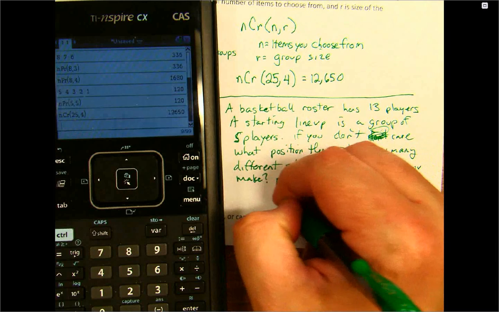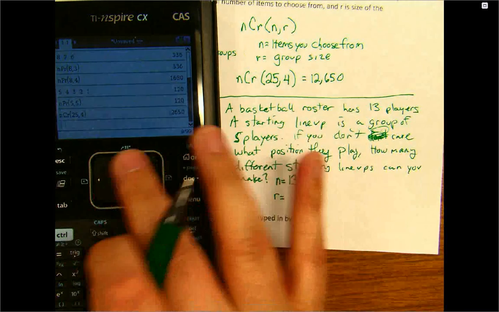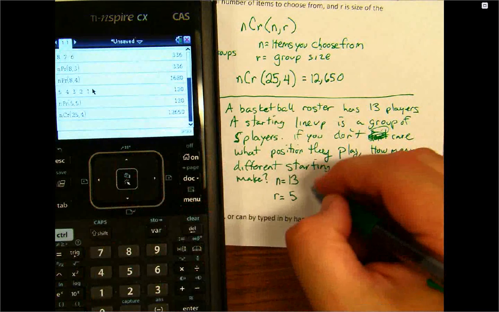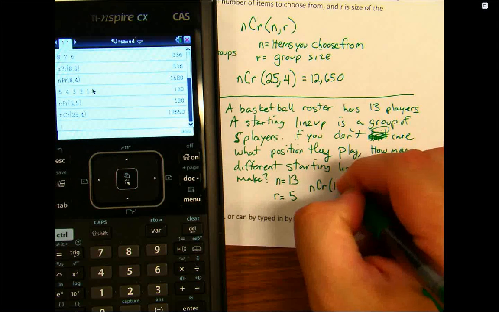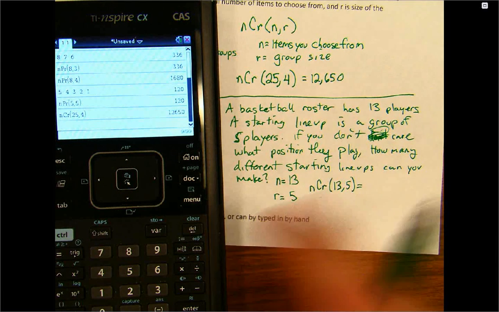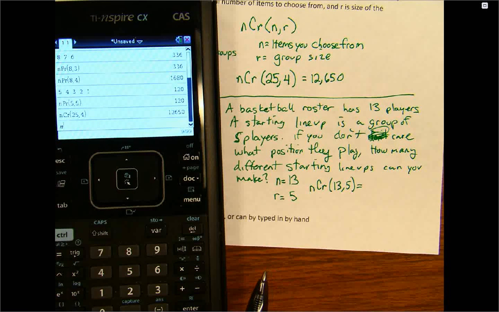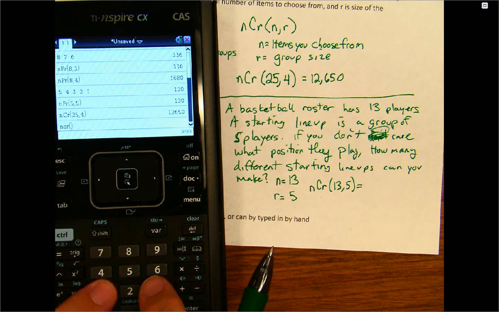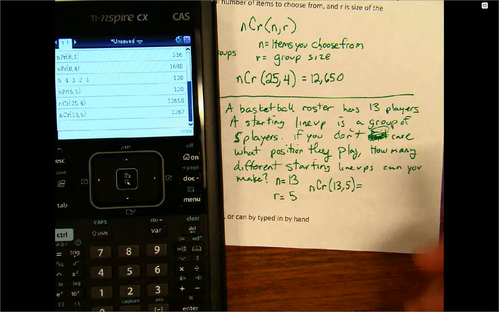So I want nCr 13, comma 5. I would type in nCr, open the parentheses, 13, comma 5. And you can make 1,287 different starting lineups.